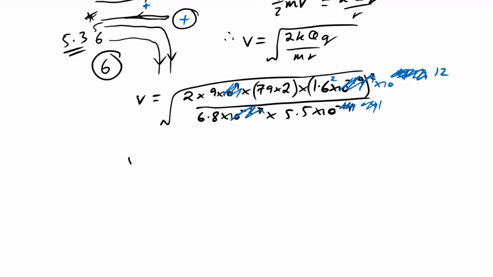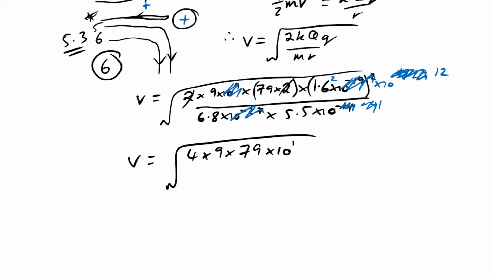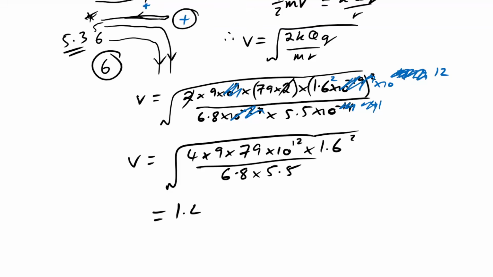Okay, so therefore V is equal to, got 2 times 2, so I'm going to just say that that's 4 times 9 times 79 times 10 to the 12, let's pop that in there, times 1.6 squared, divided by 6.8 times 5.5. And I end up with 1.39 or 1.4 times 10 to the 7 meters per second.